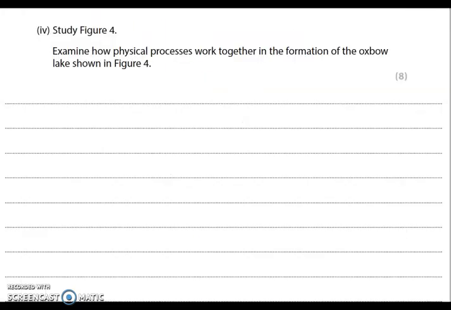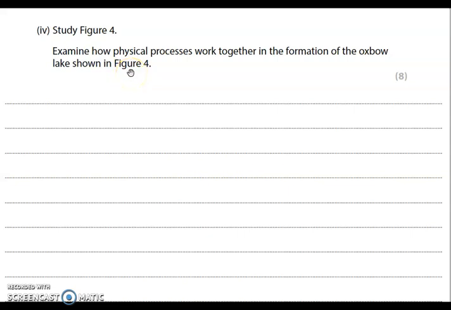So let's go and look at the question. Examine how physical processes work together in the formation of the oxbow lake shown in figure 4. So examine. This means to explain and give evidence from the resource to back up your answer. We're looking at the physical processes. So we've got to think what physical processes are involved in the formation of floodplains, meanders and oxbow lakes, and how they work together to form it here.